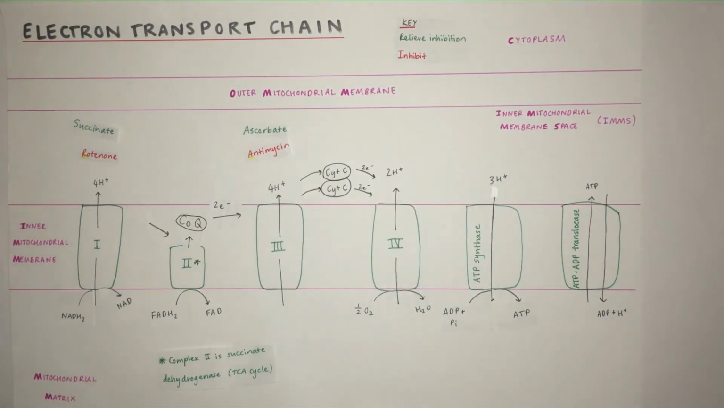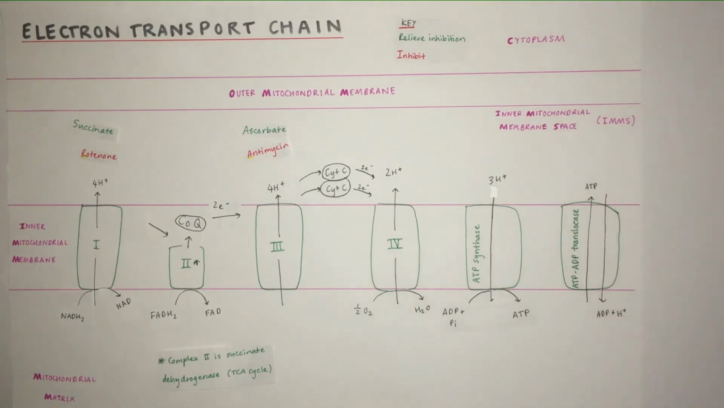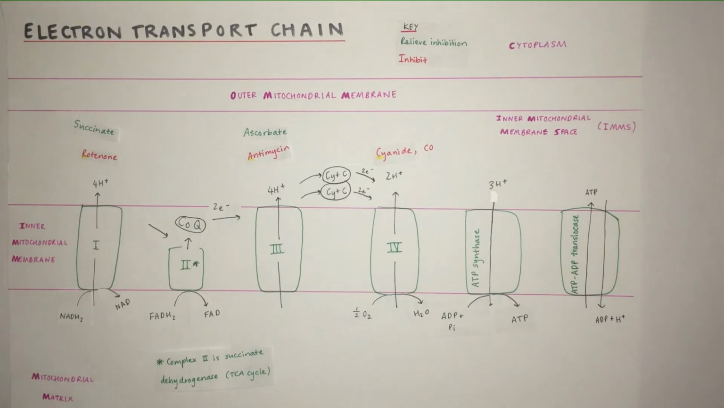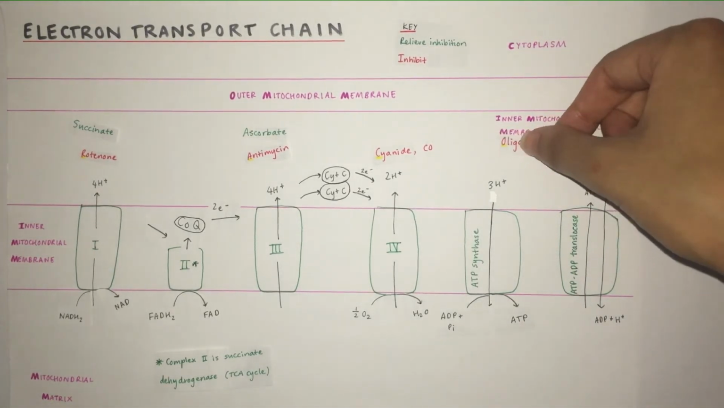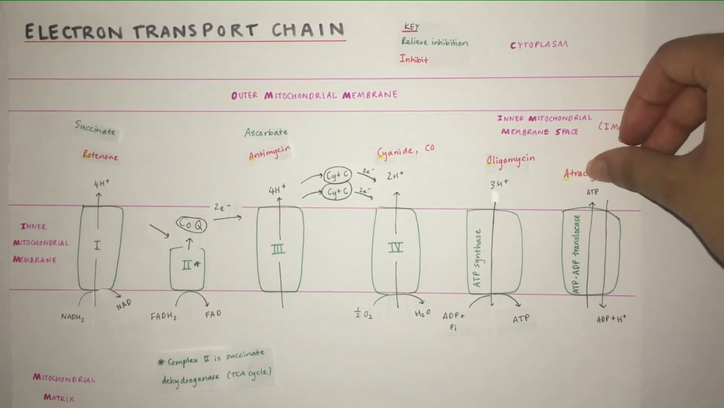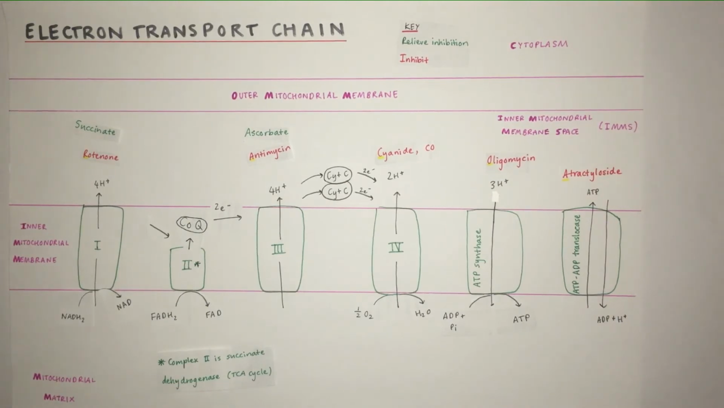Complex 4 is inhibited by cyanide and carbon monoxide. Then ATP synthase is inhibited by oligomycin. And finally, ATP-ADP translocase is inhibited by atractyloside. So those are the key regulators of the electron transport chain, which you should remember.